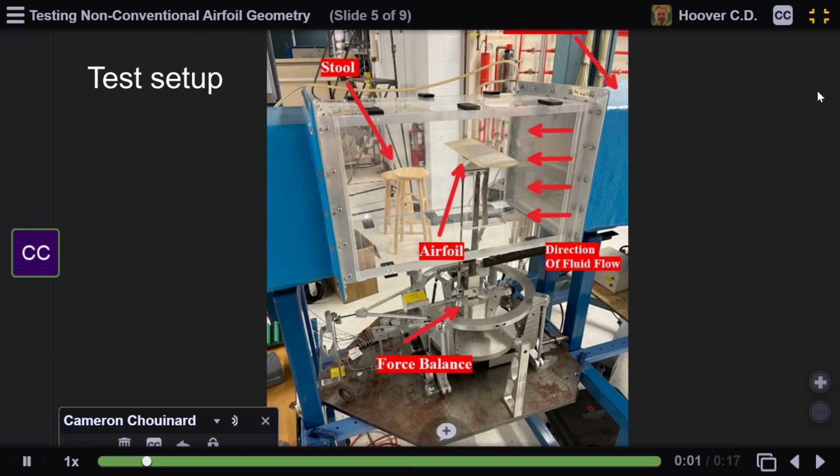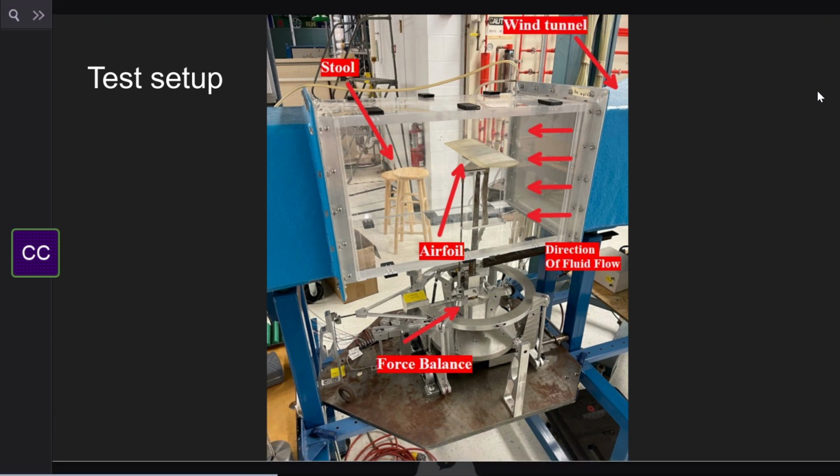The test was set up by mounting the airfoil on the airfoil bracket inside the wind tunnel. After the force balance had been calibrated, the wind tunnel was then turned on and lift coefficient was measured at different angles of attack until stall was achieved for each airfoil tested.